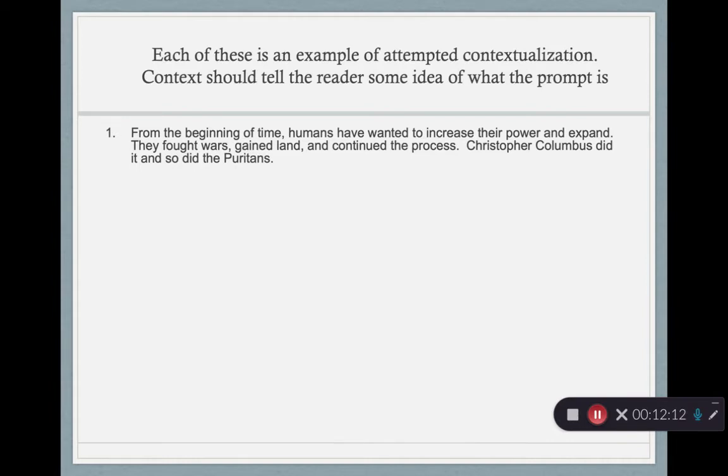From the beginning of time, humans have wanted to increase their power. Columbus did it, and so did the Puritans. Okay, that's what we call vague, inefficient, ineffective, crappy context. It tells me nothing of the prompt. In fact, you jump from Christopher Columbus in 1492 to the Puritans in 1620. I have no idea what the topic is.